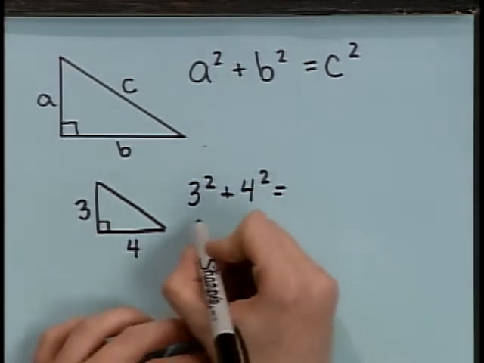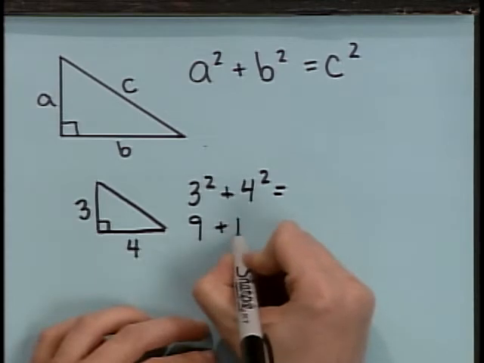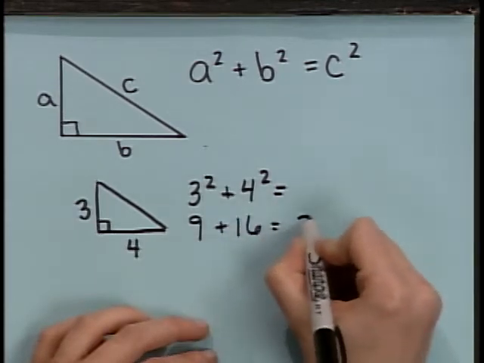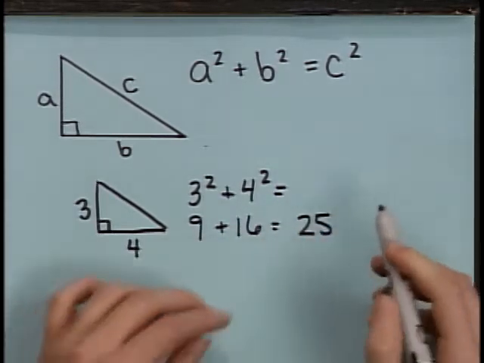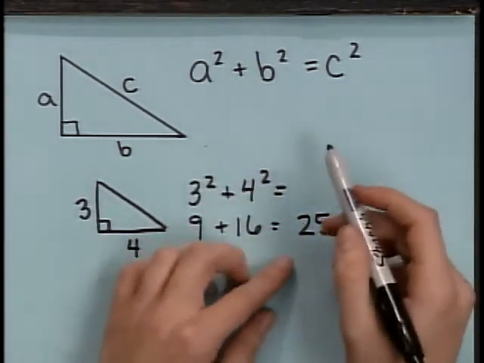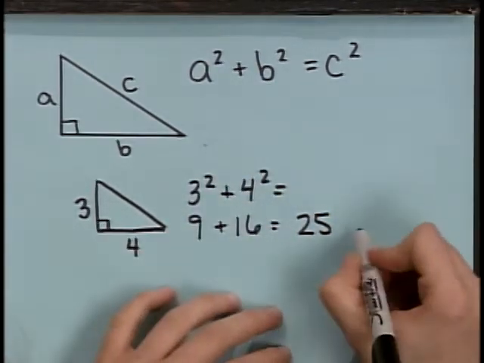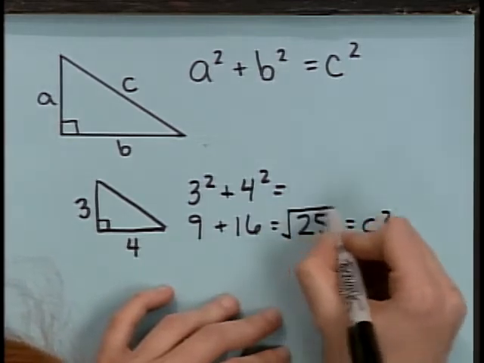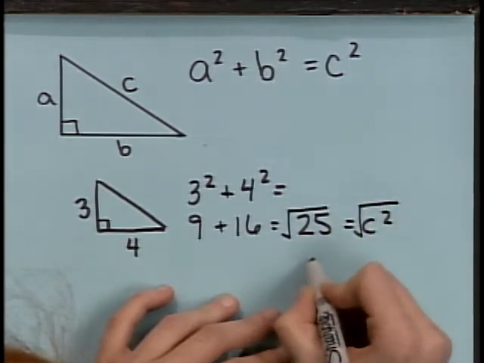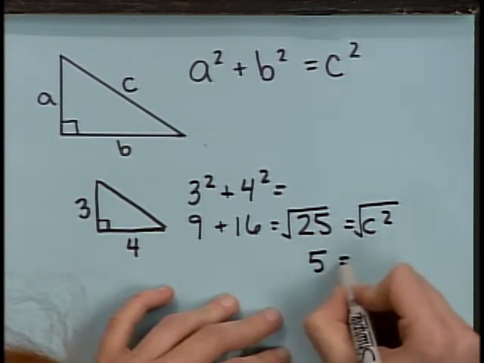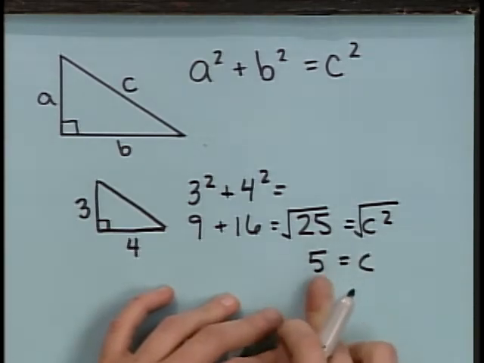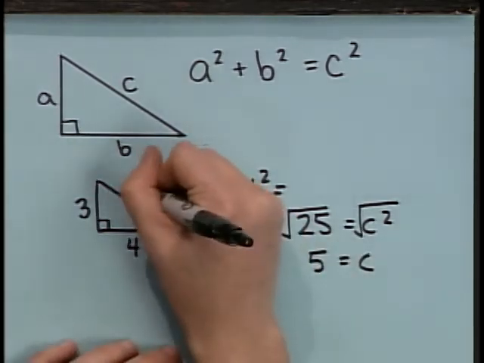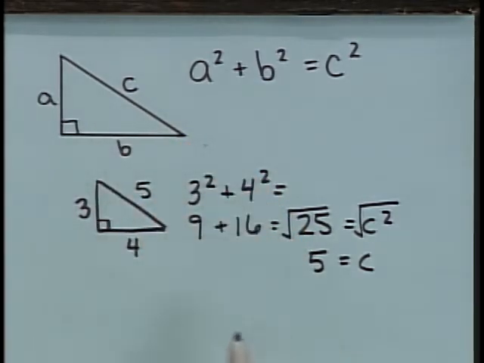Now, 3 squared is 9, and 4 squared is 16, and that's going to equal 25. But be careful, that's not your c. That's going to be your c squared. So, if c squared equals 25, then you take the square root of both sides, and you find out that c equals 5. Then you can complete your triangle.